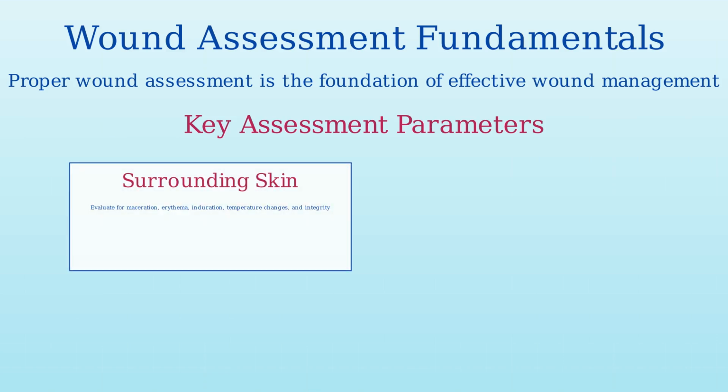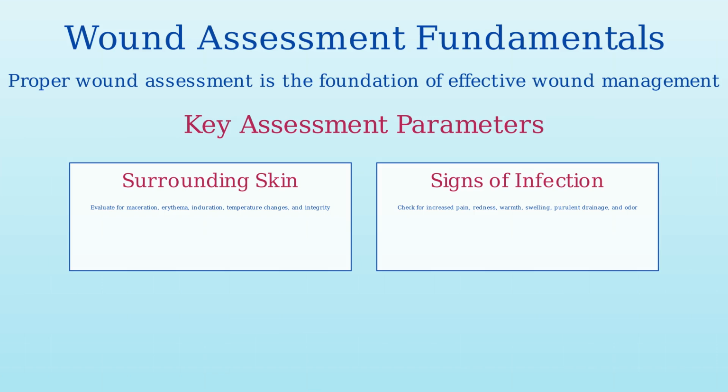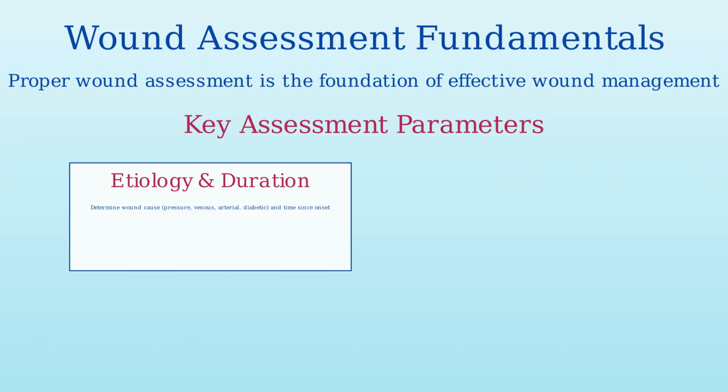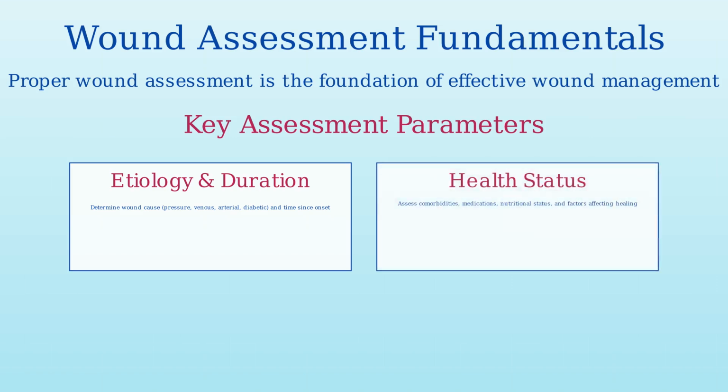Assess the condition of the skin surrounding the wound, looking for maceration, erythema, induration, and temperature changes. Monitor for signs of infection, including increased pain, redness, warmth, swelling, purulent drainage, and odor. Document the wound's etiology, such as pressure, venous, arterial, or diabetic origin, as well as its duration. Consider the patient's overall health status, including comorbidities, medications, and nutritional factors that may affect healing.